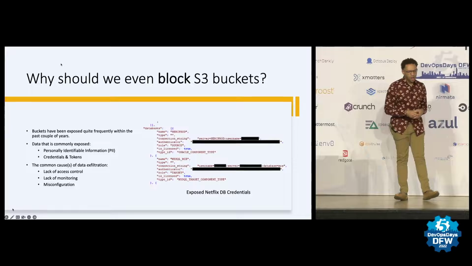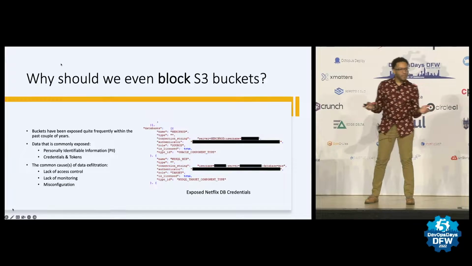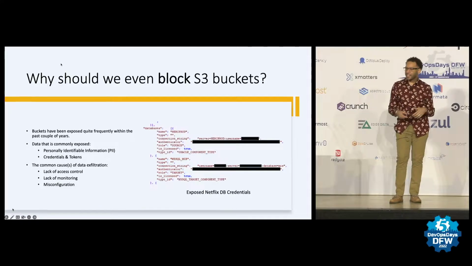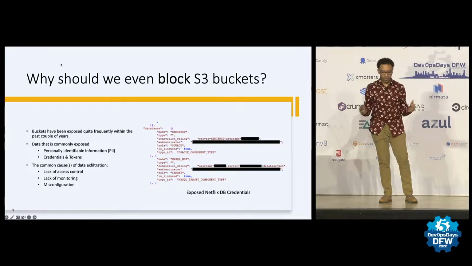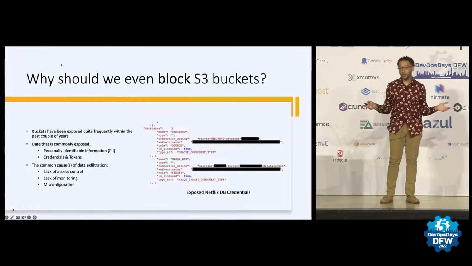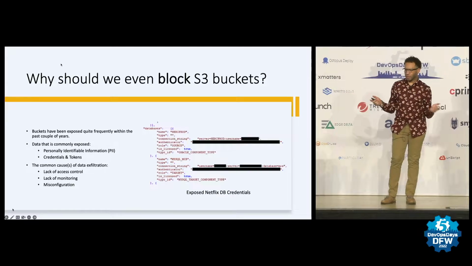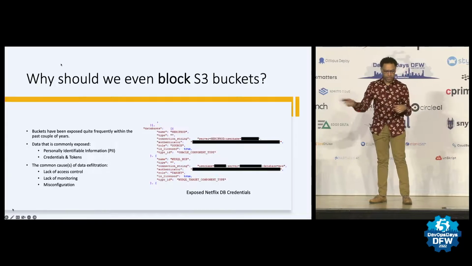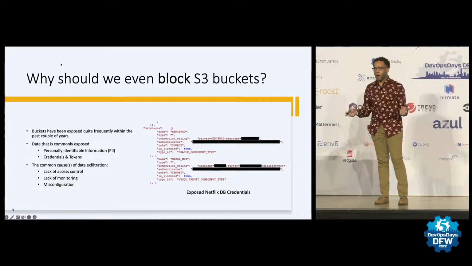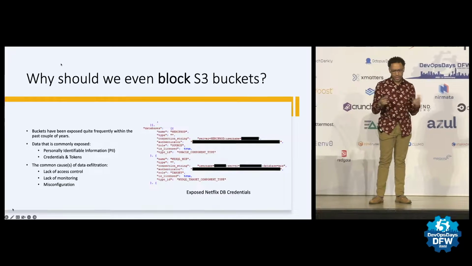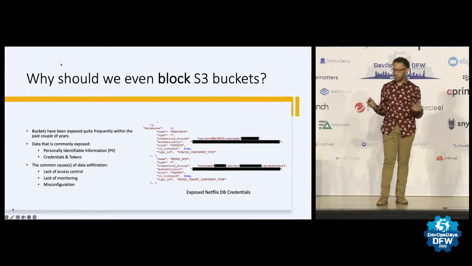I'm pretty sure you're probably wondering, why should we even block S3 buckets in the first place? Over the past couple of years, there have been quite a few data exfiltration attacks targeting S3 buckets. For example, Netflix is one of the bigger companies that everybody knows about. That happened a couple of years back. I don't remember what year, but their S3 bucket was exposed. In the picture on the right, there are exposed database credentials from Netflix's S3 bucket. It has the name, the connection string, even the authentication token, which is pretty bad.